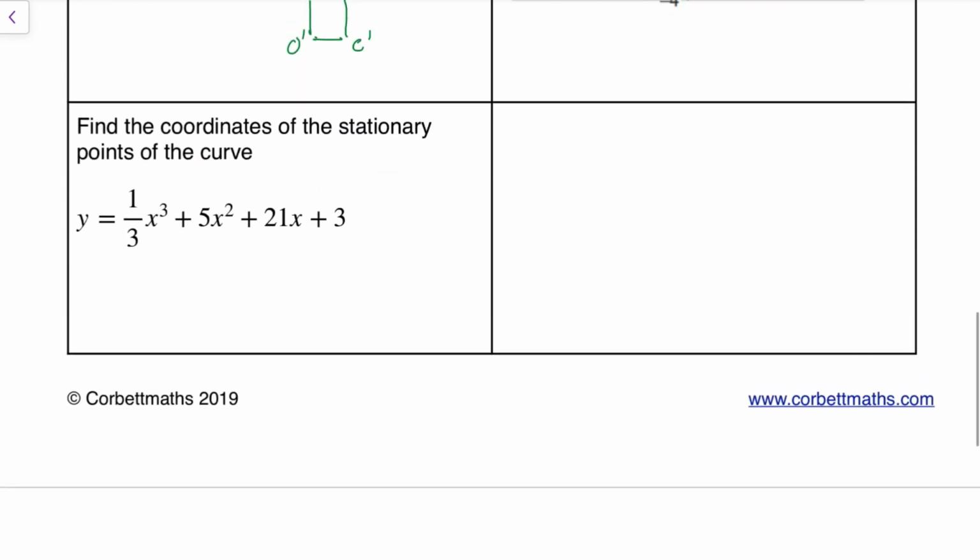Next and final question of today. Find the coordinates of the stationary point. So it's a stationary point question. And if you've watched any of my videos by now, this should be becoming pretty familiar. Stationary points mean gradient, more specifically gradient equal to 0.